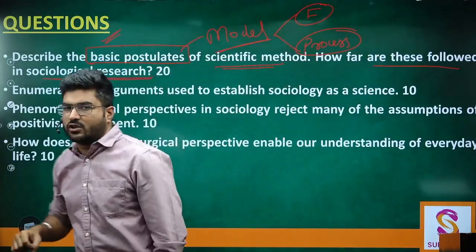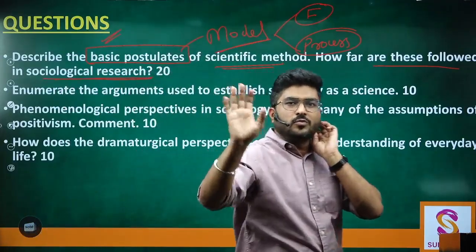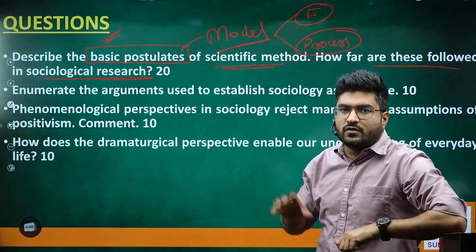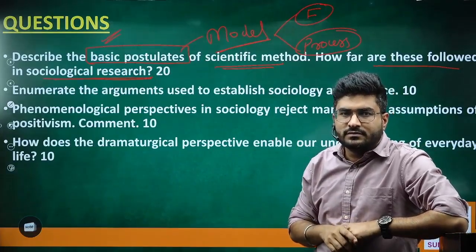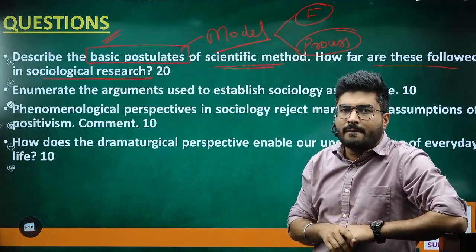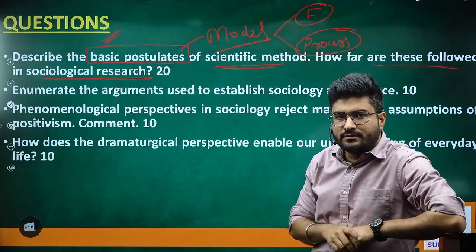of scientific methodology. Okay, what can we write in features? It focuses on objectivity, empiricism, quantitative analysis, testability, inductive approach, and understanding. Okay, in process, we have told you about the 8 processes which you can write.